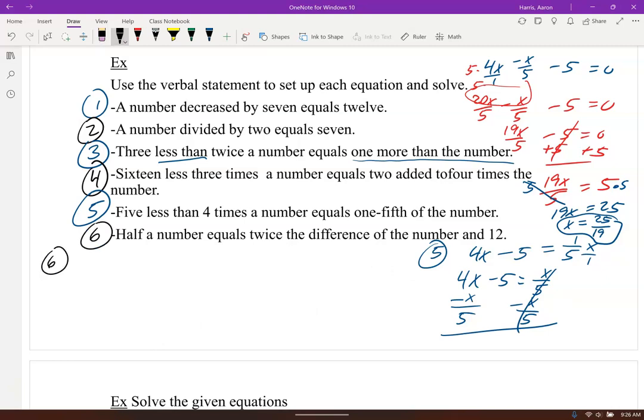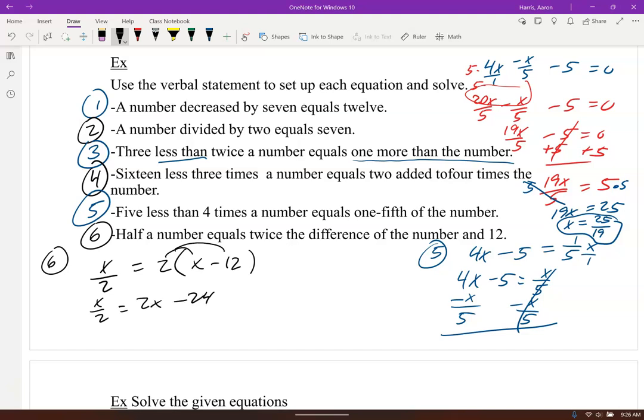Number 6. Half a number, so a number divided by 2, or half a number, equals twice the difference of the number and 12. I'm sorry, not 2. Twice the difference of the number and 12. So let's go ahead and distribute that.